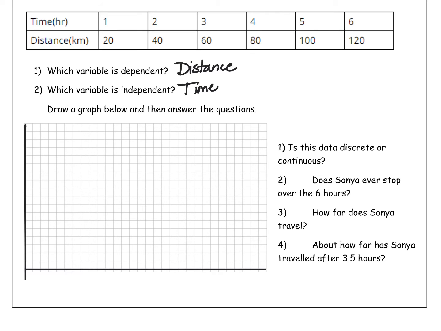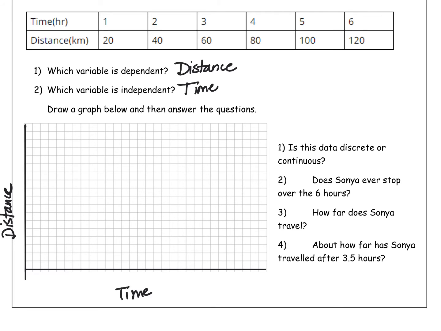We've decided that the dependent variable is the distance. That is what is going to be graphed on the y-axis. So we're going to label that as distance. And on the x-axis, we're going to put time. The toughest part of any graph is determining how to scale it.